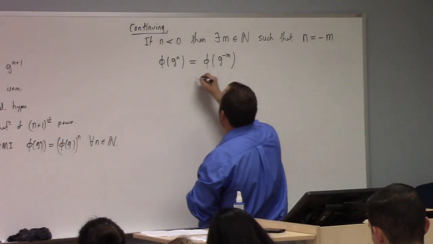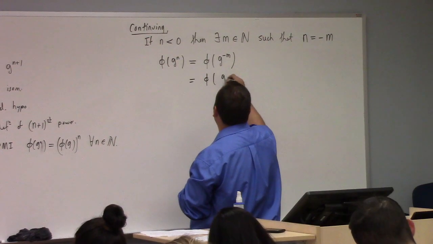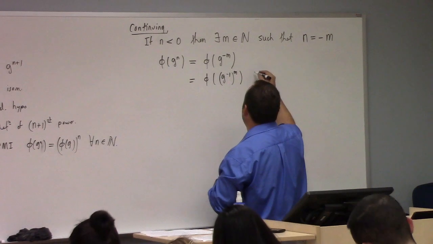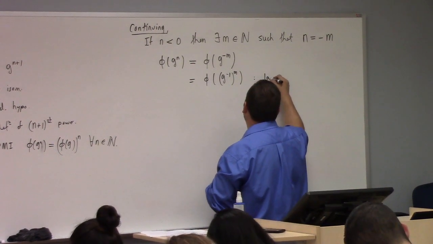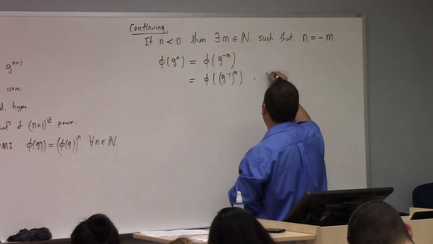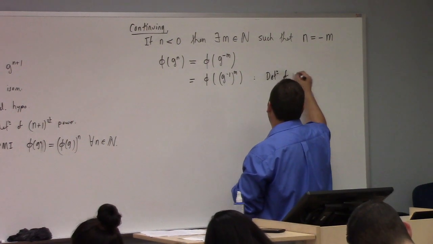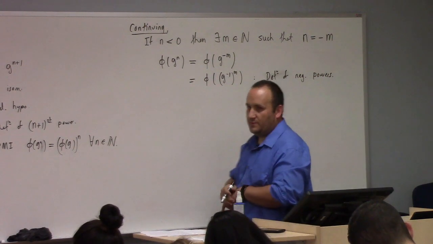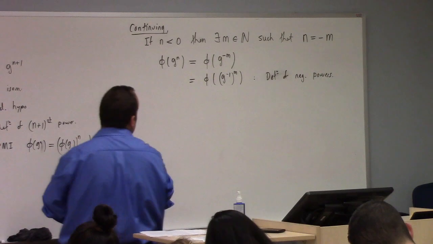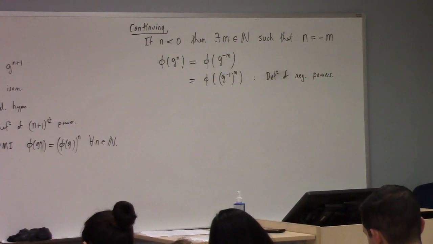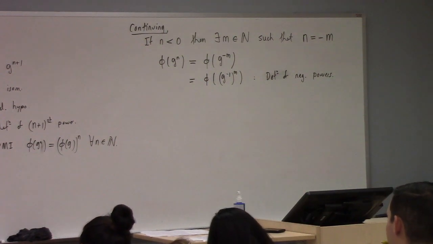And then this is equal to phi of g inverse to the m. So this is by a law of exponents. Actually, that's not by the law of exponents. That's the definition of negative powers. We defined negative powers of a group element to be the corresponding same number of powers for the inverse of the group element. That's how we defined such a power.